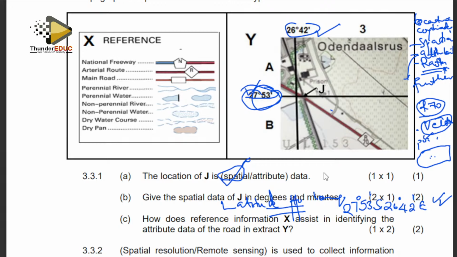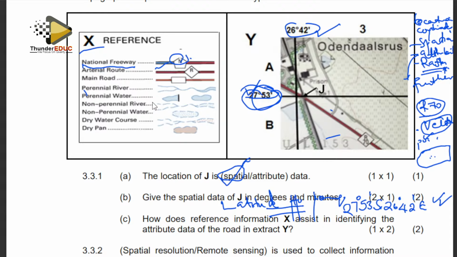Okay, part C. Part C, it says, how does reference information X, where is X? This one here. How does reference information X assist in identifying the attribute data of the road in extract Y? How does this one assist to identify the reference information of the road? When you look at this, at X, we have the national route. How do we see the national route? If you see it in this color, and there should be N, it is not existing here. All right, arterial route, it is this color with R there. The R is there. Can you see that?